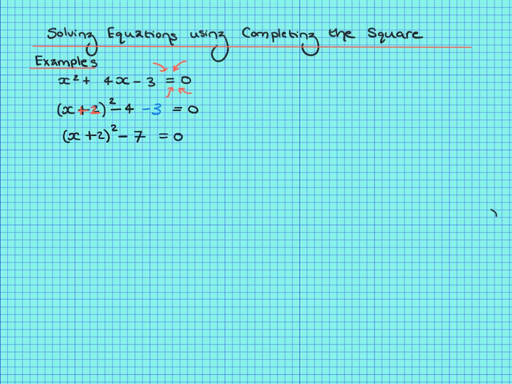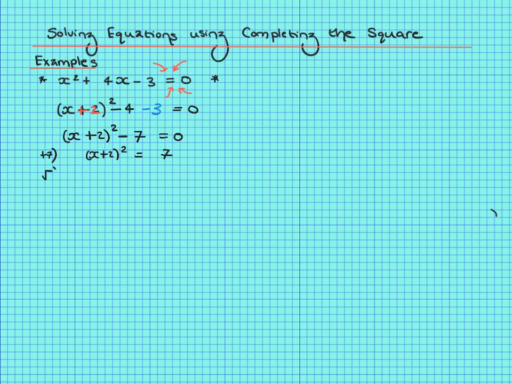And now, avoid the temptation to expand the brackets. If you do that and then simplify, all that will happen is that you will go back to the beginning. That's not what we want to do. We want to add 7 to both sides here. So we get x plus 2 all squared equals 7.